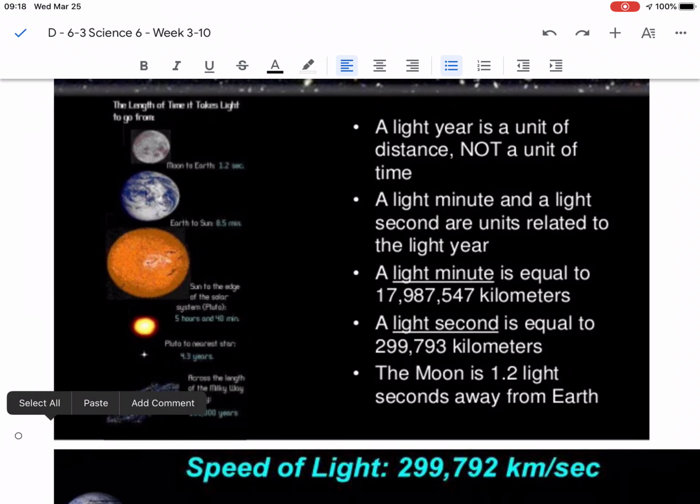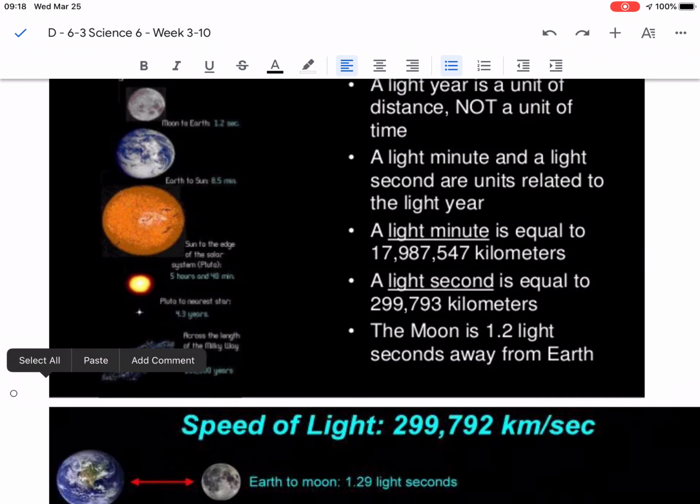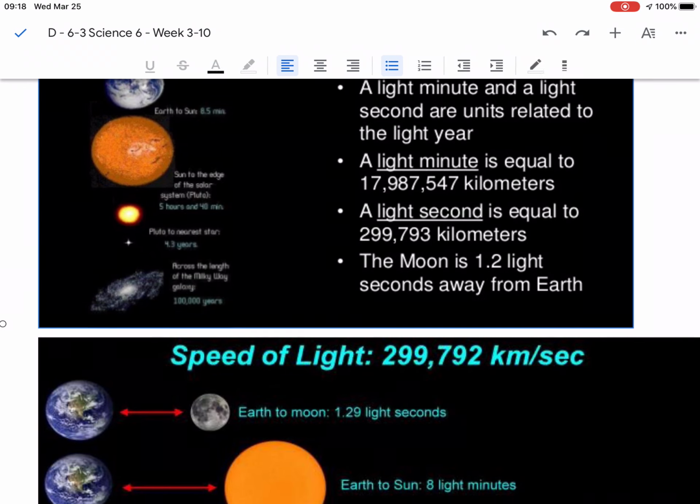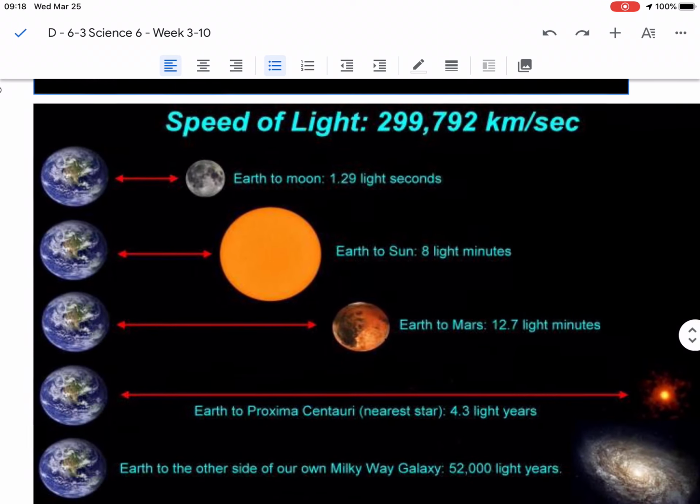Okay, to get light from the sun to the edge of our solar system is going to take about 5 hours. To go from our sun to our nearest star at the speed of light, it's going to take 4.3 years to get there. To get across our entire galaxy at the speed of light, 100,000 years just to get across our galaxy. Now don't forget, there's about 20 billion galaxies out there, and we're just one of those. So 100,000 light years to get across our one galaxy, and then we have all the other galaxies out there.